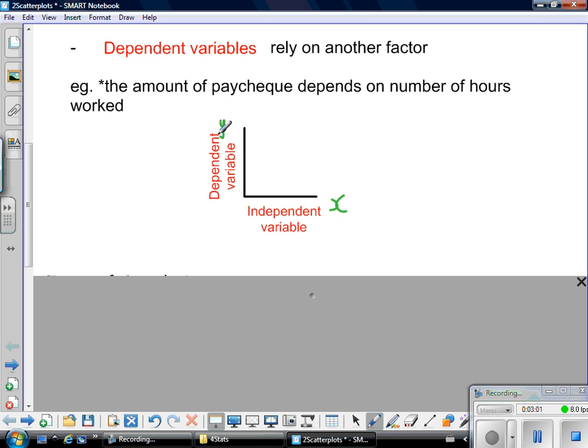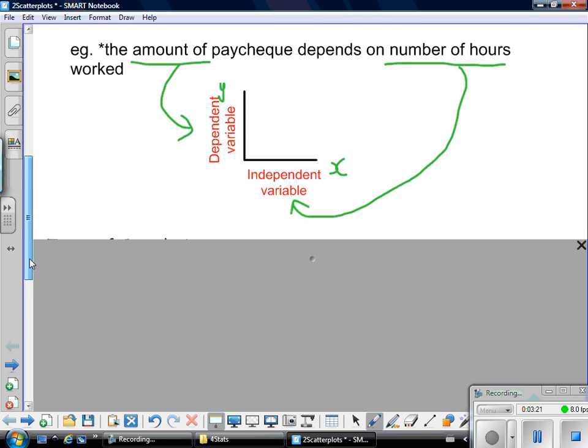Now, if we look at this example here, the amount of a paycheck depends on the number of hours of work. What would happen here is the number of hours of work we would put along the horizontal axis, and the amount of the paycheck then becomes the dependent variable, so it goes along the vertical axis.